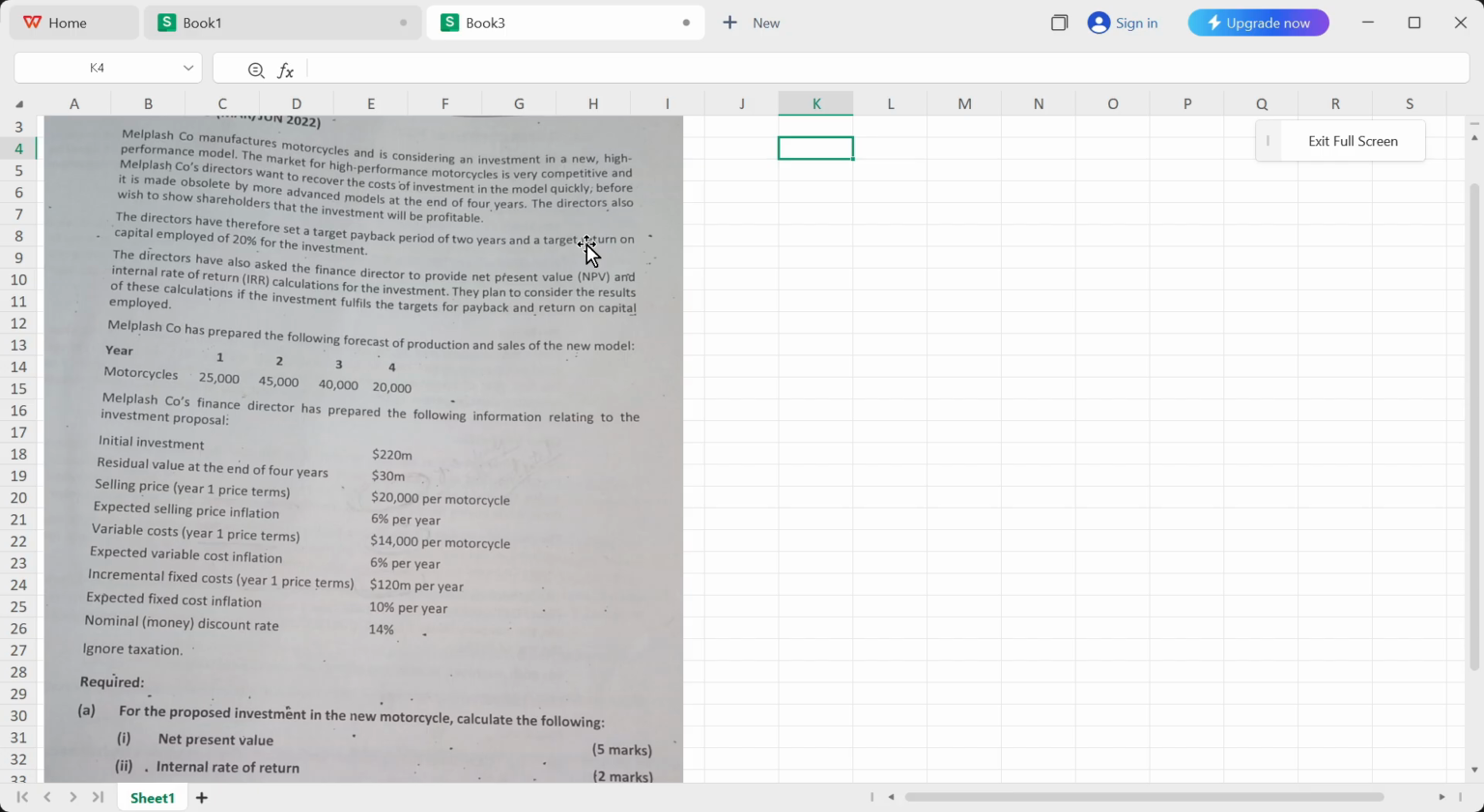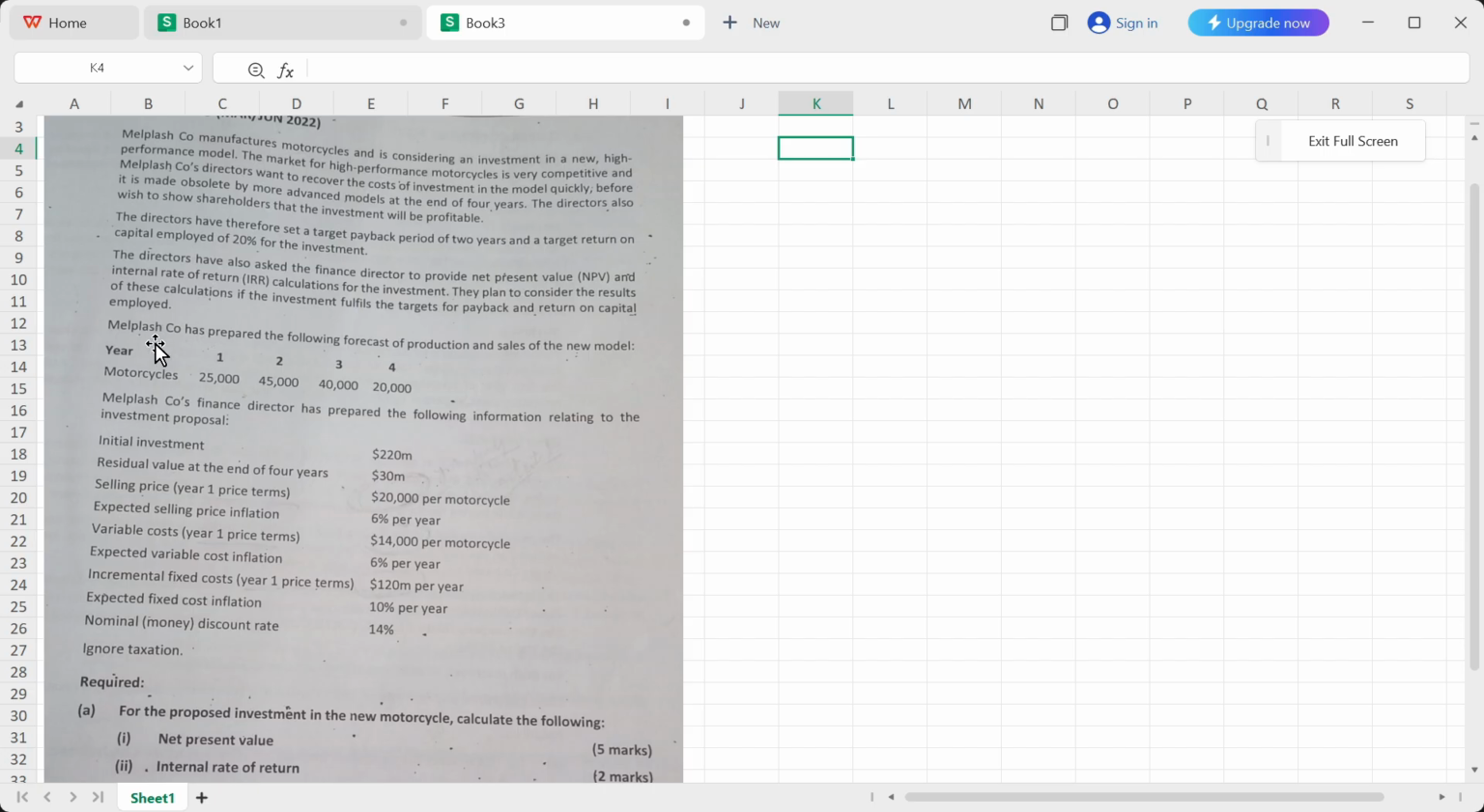All right. Now it says a target return on capital employed of 20% for the investment. So again, there is a target of 20% for your return on capital employed, which means that only if your return on capital employed is 20% or more would the directors consider investing in this project. Otherwise, they won't. Again, that's something you need to keep in mind. And then they're saying the directors have also asked the finance director to provide NPV and internal rate of return calculations for the investment. They plan to consider the result of these calculations if the investment fulfills the target for payback and return on capital employed.